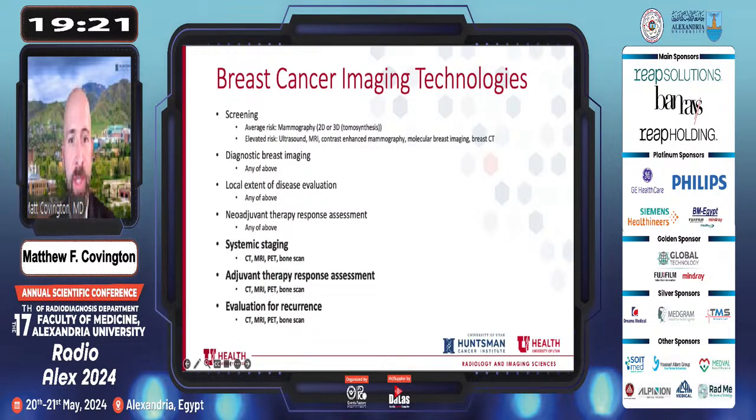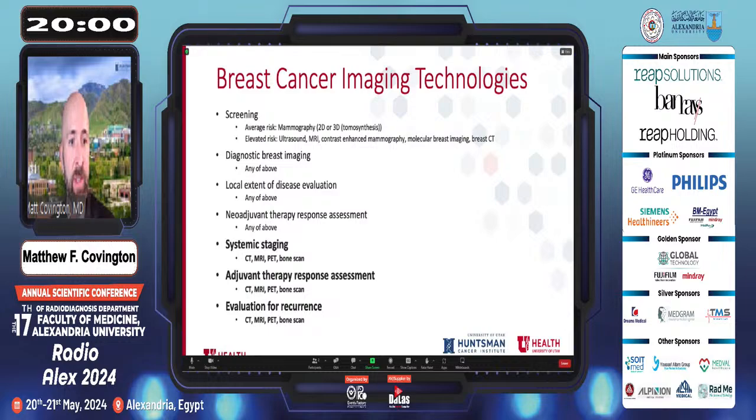When we talk about breast cancer technologies, there's a bifurcation: two ways of dividing how we image breast cancer. One is breast-specific imaging, meaning mammography, breast ultrasound, and breast MRI, where we're tailoring our imaging to the breast exclusively. Then we have the bottom three here, in bold, where we are looking beyond the breast to see what else might be happening. This is primarily for systemic staging of breast cancer.